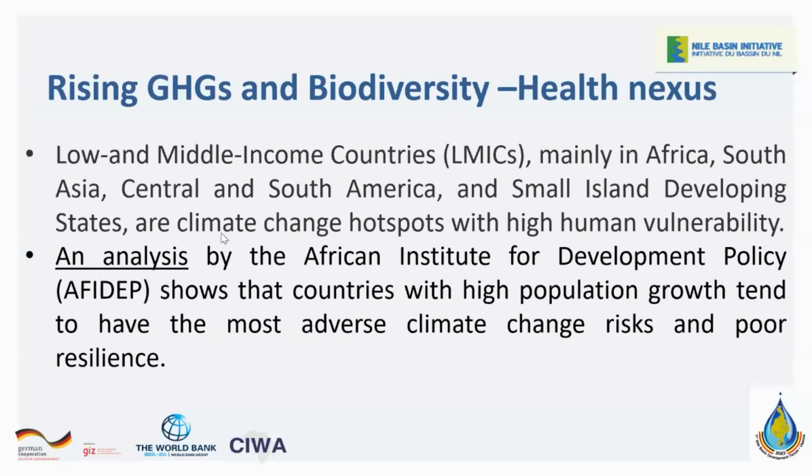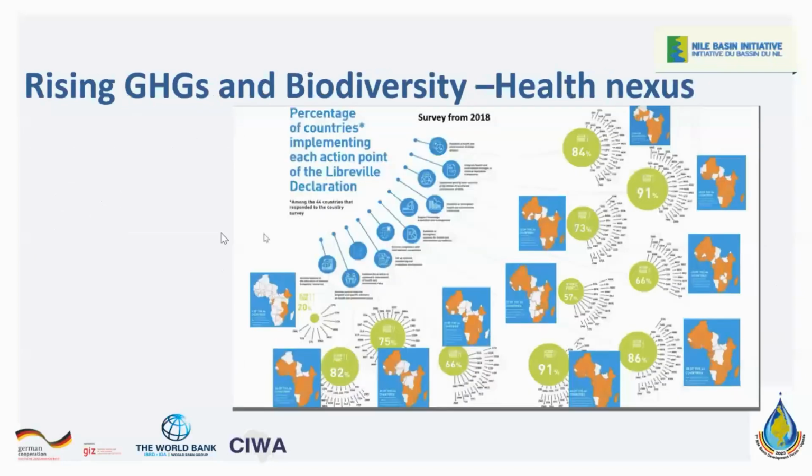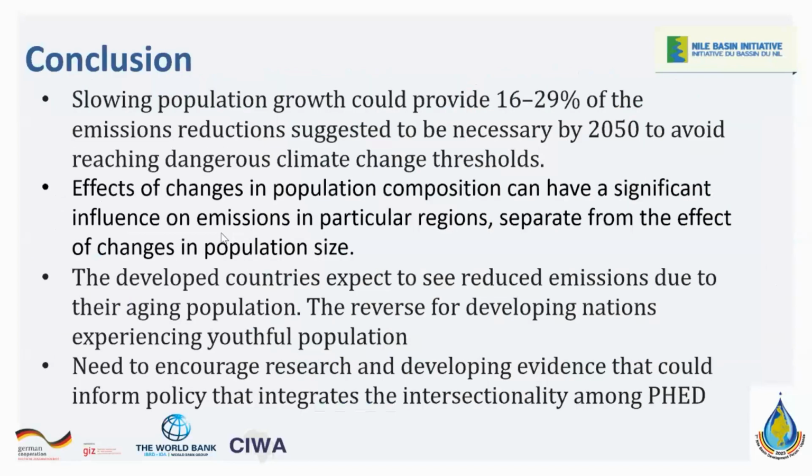Analysis done by AFIDEP early on, about 2011, shows that countries with a high population growth tend to have the most adverse climate change. This is a WHO figure from the WHO Afro region that was trying to demonstrate the interlinkages between climate change and population, as well as this declaration that calls for financing. But of course, the region is still lagging behind on financing.